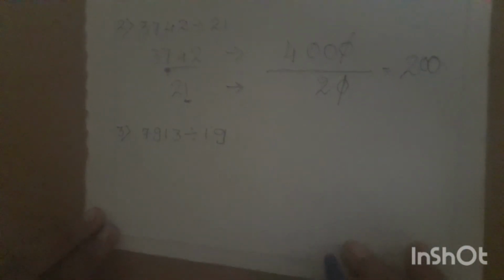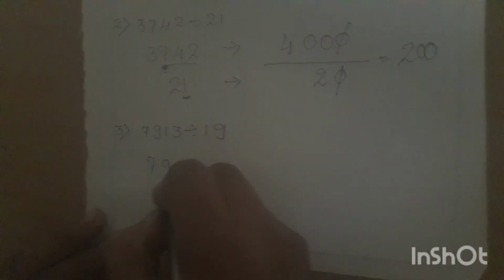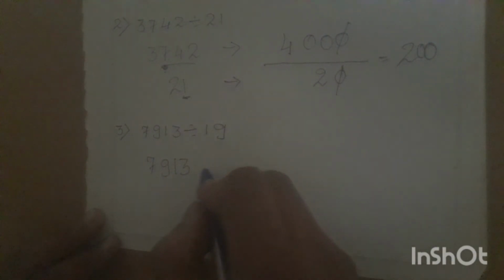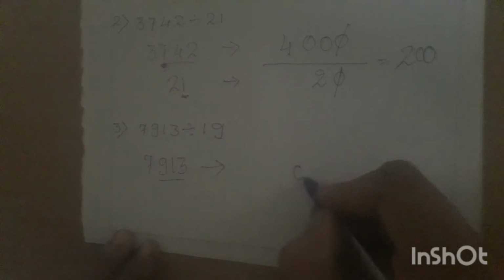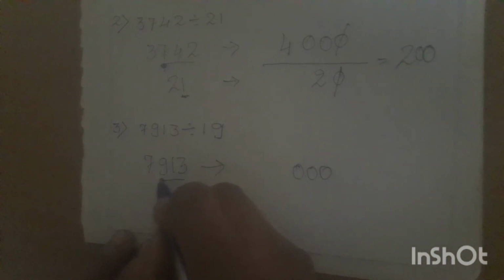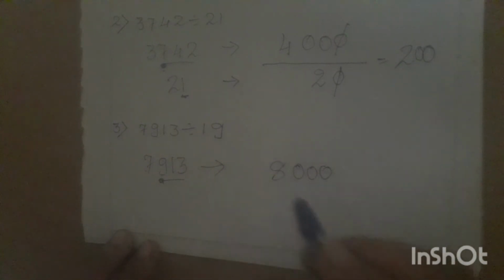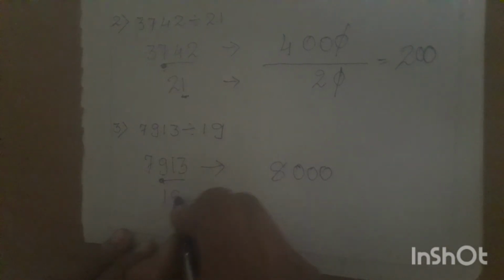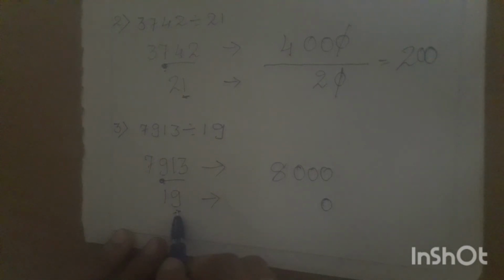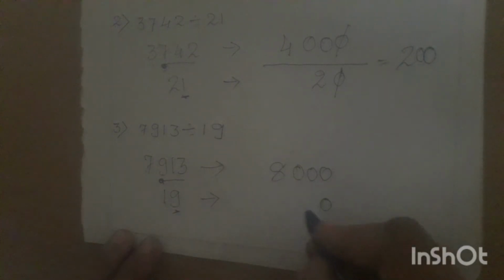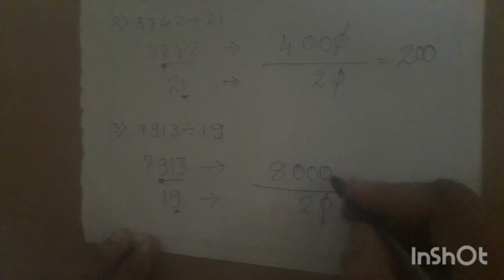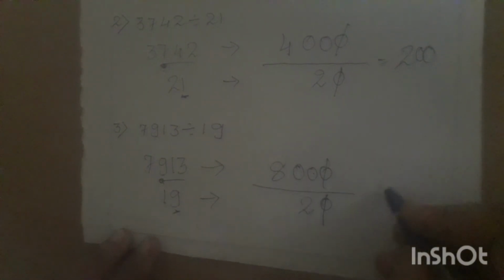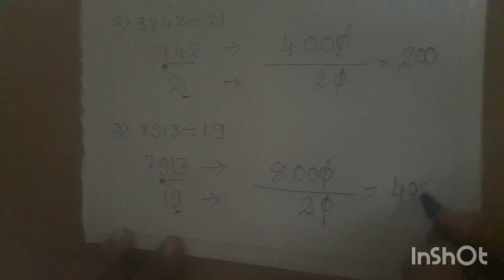Okay. Let's see one more question, that is 7913. This when you have to round off to the nearest thousands, 3 zeros, and condition is satisfied. So 7 plus 1 becomes 8. Now 19 you have to round off to the nearest tens. So here 10, condition is satisfied. So 1 plus 1 becomes 2, and you have to go for the division part, that is 10 will go away. 800 divided by 2, you will have it as 400.